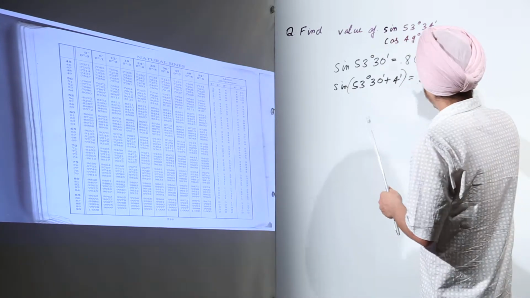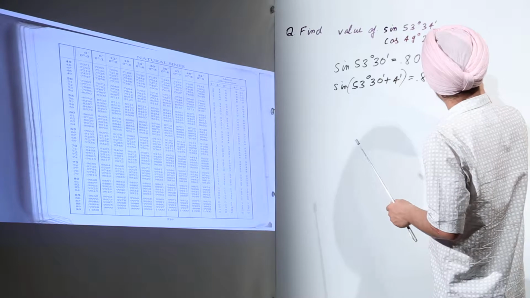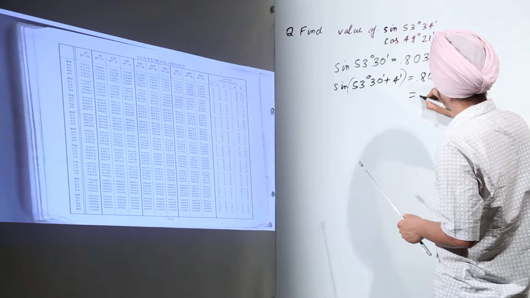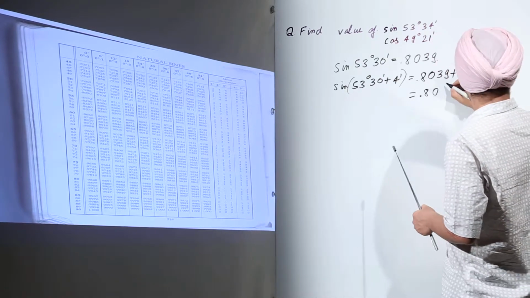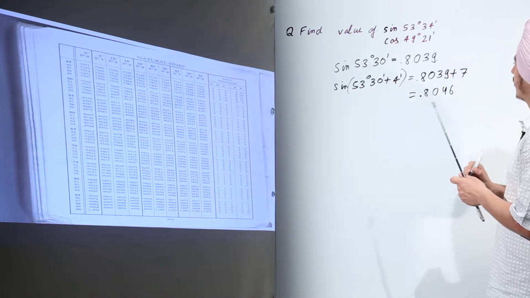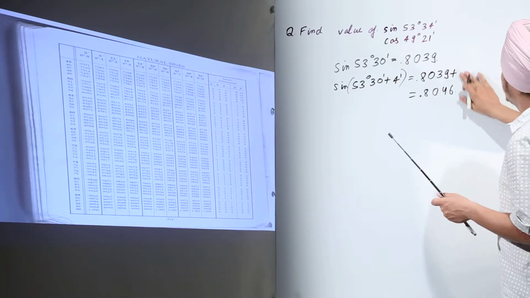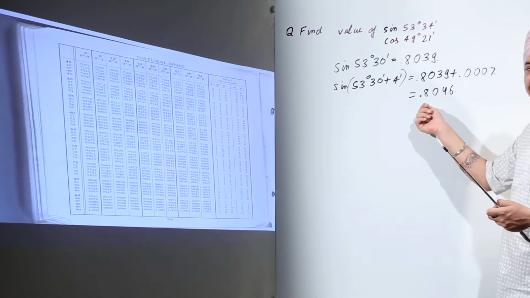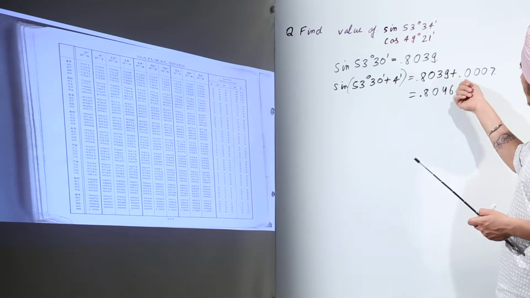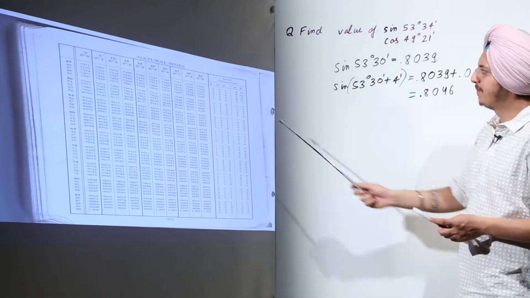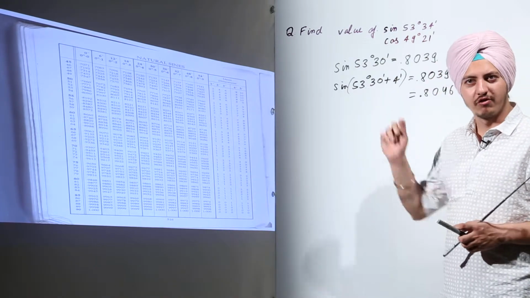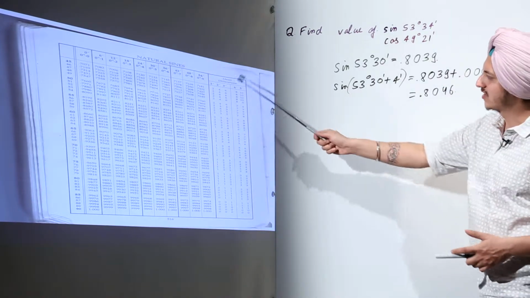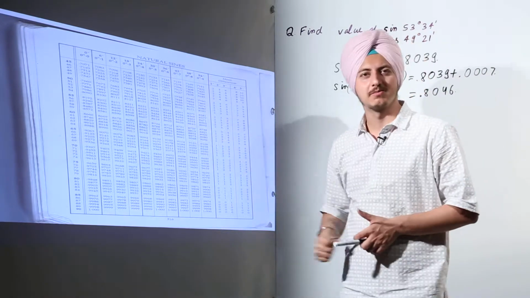So what we are going to do is add 7 in this. That means this value is going to be equal to 0.8046. You don't need to add 7, you need to actually add 0.0007, because there is already a decimal place over here. So what you need to add is 0.0007. Why? Because under 4 minutes the value is 0.0007, or the value is actually 7, which means that we have to apply the decimal by ourselves.